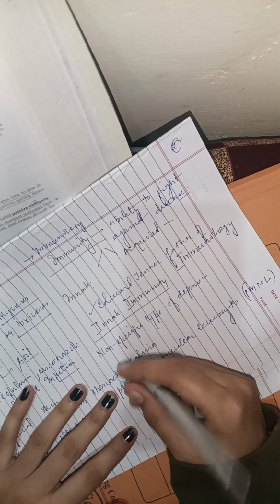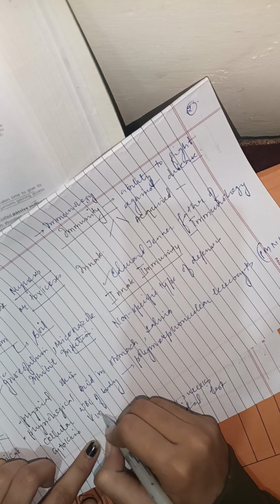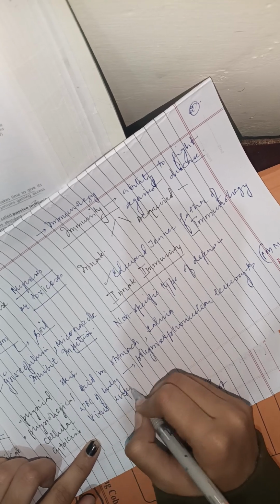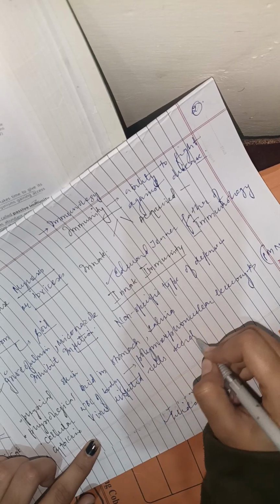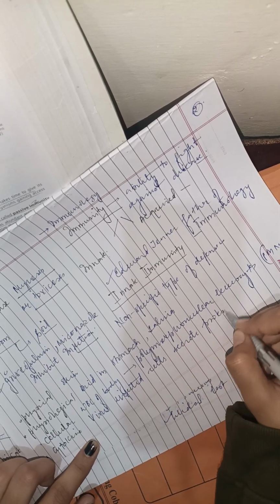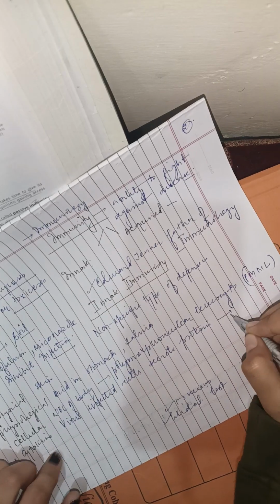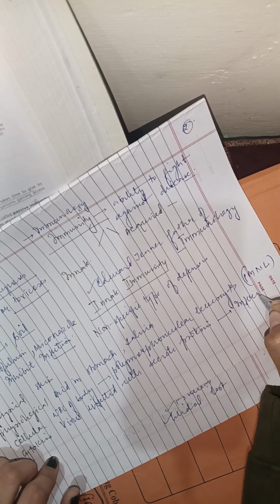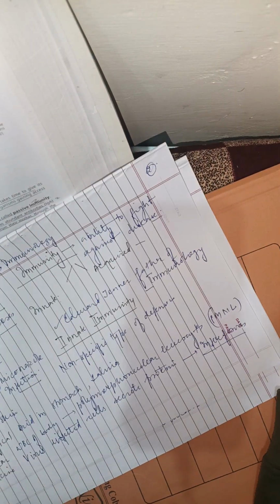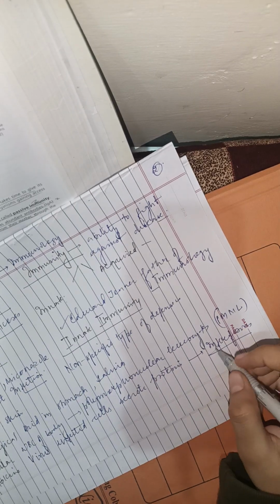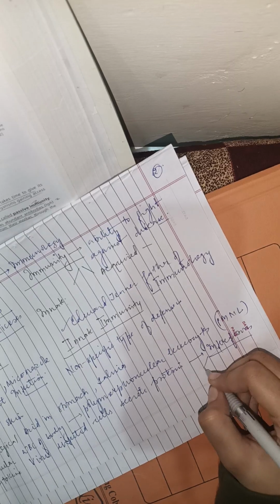and destroy microbes. Then we have cytokine barriers, where virus-infected cells secrete proteins called interferons, which protect non-infected cells from further viral infection.